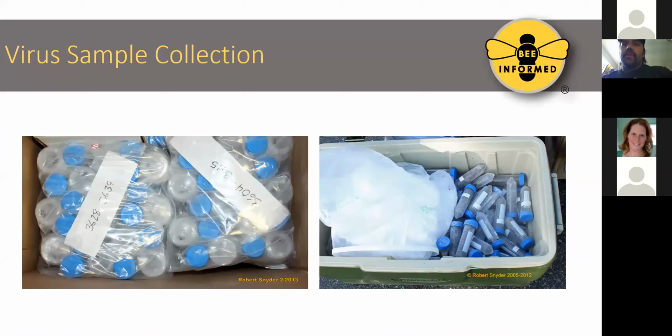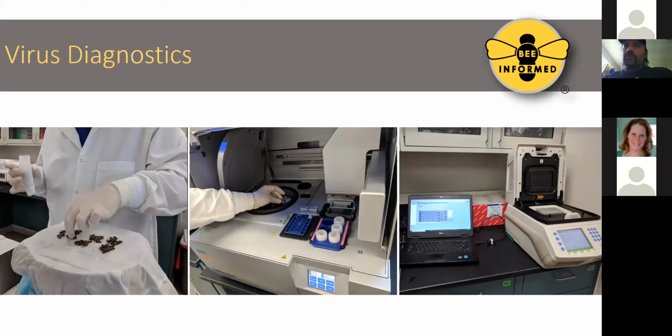On the left in the picture are some of these viral tubes, and on the right-hand picture is probably about 30 or 40 of these viral samples that we take from the brood nest. We put them on dry ice right away so that the RNA doesn't break down, because the RNA breaks down fairly quick, and that's what they need to do the diagnostics on for the viral test.